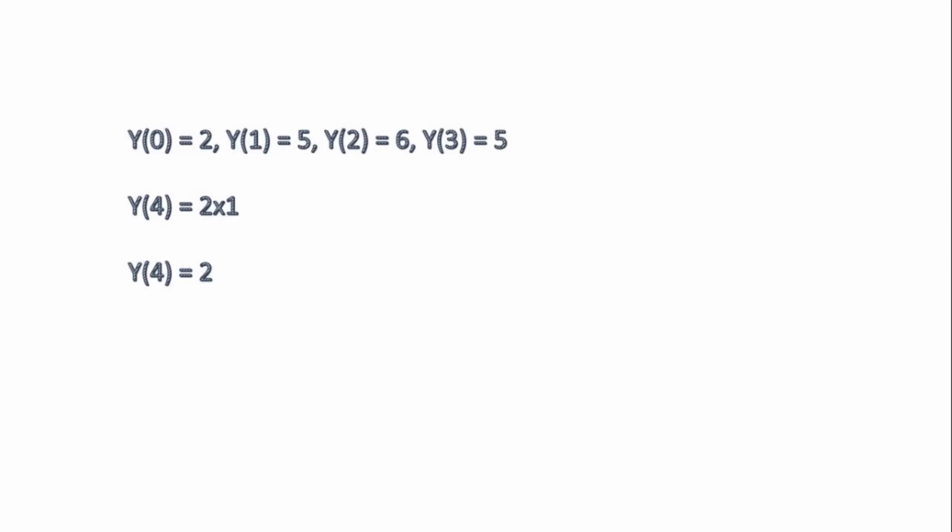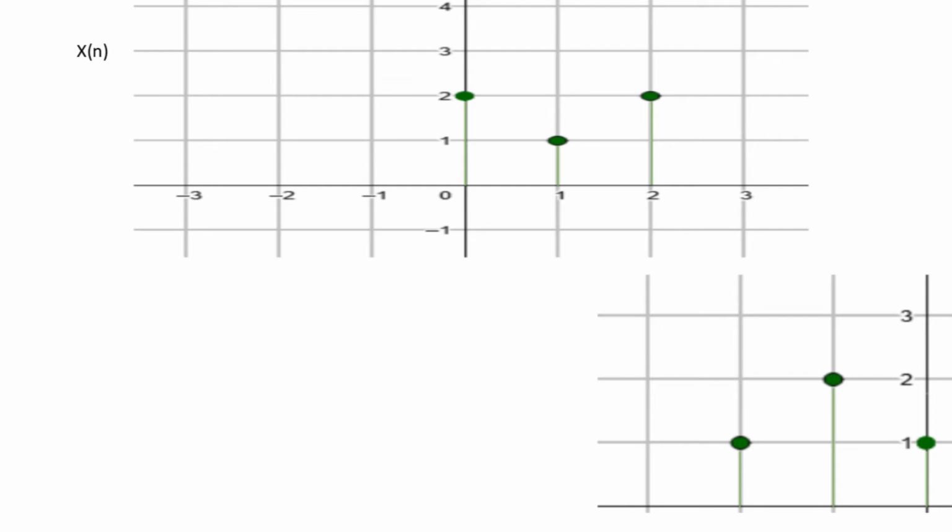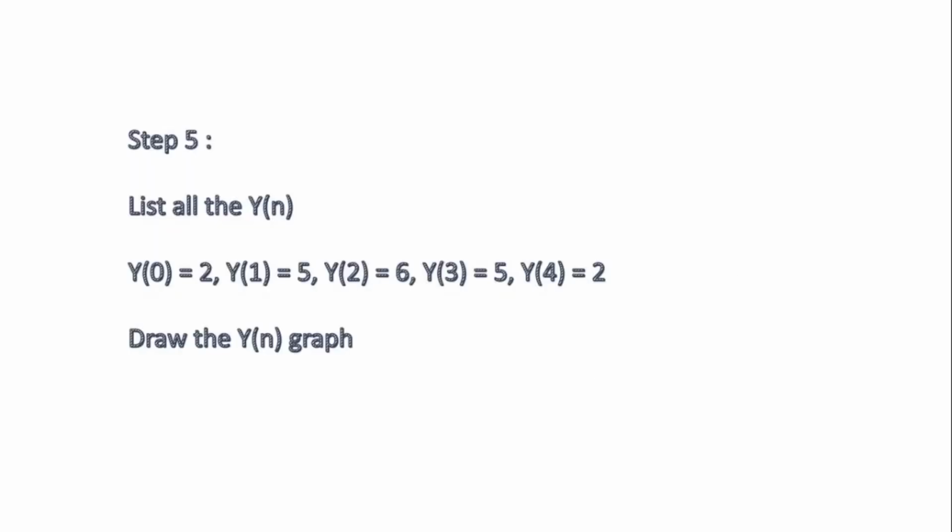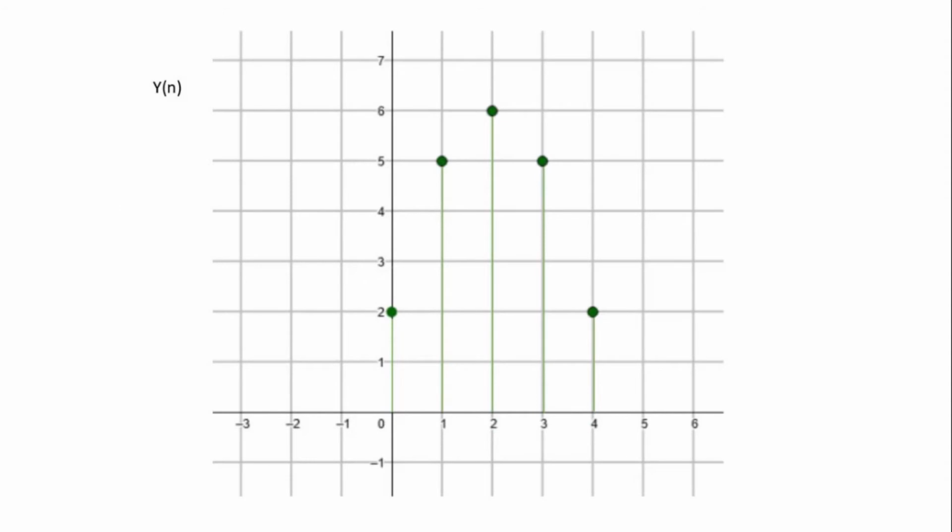Then we shift it by 1 again, and since there is no overlap, we proceed to step 5. For step 5, first we list all the y[n] values that we have calculated and then draw the y[n] graph. Tada! Here I present the y[n] graph after the convolution between x[n] and h[n].